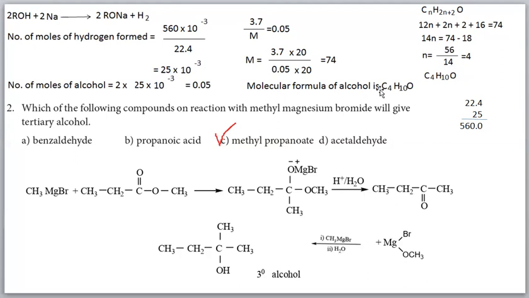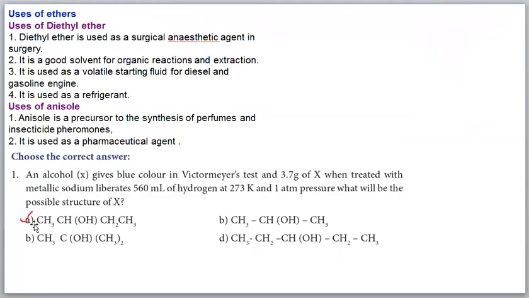The molecular formula of the compound: instead of n we can write 4. C4H(8+2), so C4H10O. This is the molecular formula of the alcohol. If you know the number of carbon alone, we are able to find the answer. The number of carbon is 4. So which answer is correct? The first option A is the correct answer.